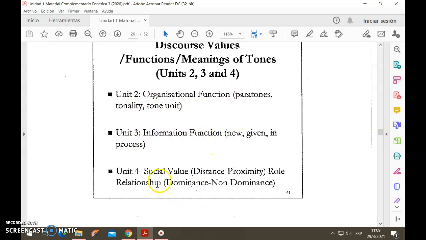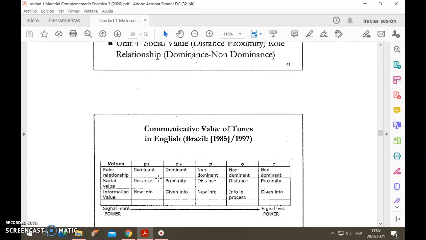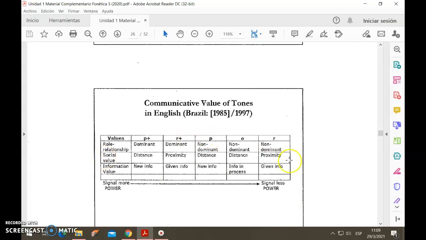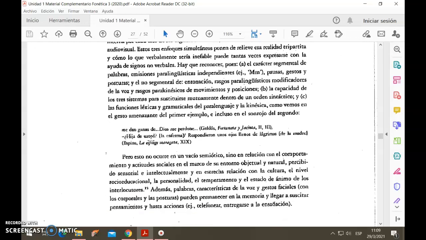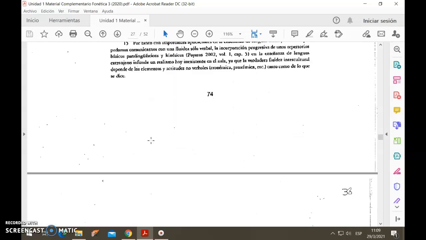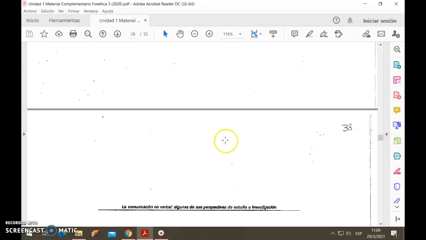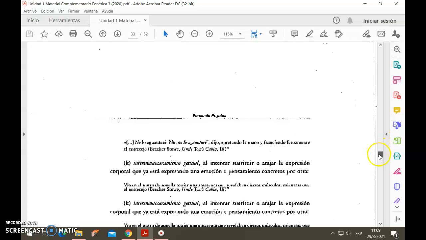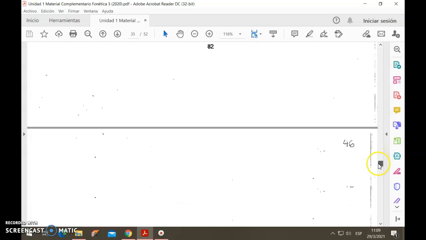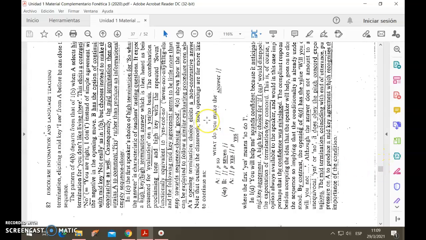All right? Well, this is for Unit 4. You have a look at this because these are the 5 tones that David Brazil recognizes, but we will deal with that in the following classes. And here you have a text by Poyatos. It's very thorough. You can read that. You will not be assessed on every single detail, but it's nice to see how many things you can do with your voice within paralanguage, right?